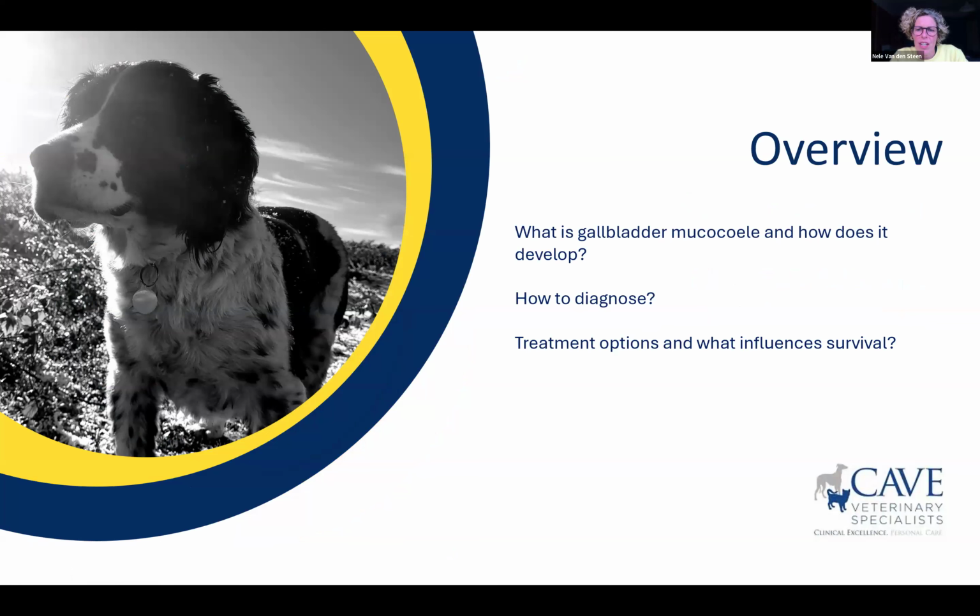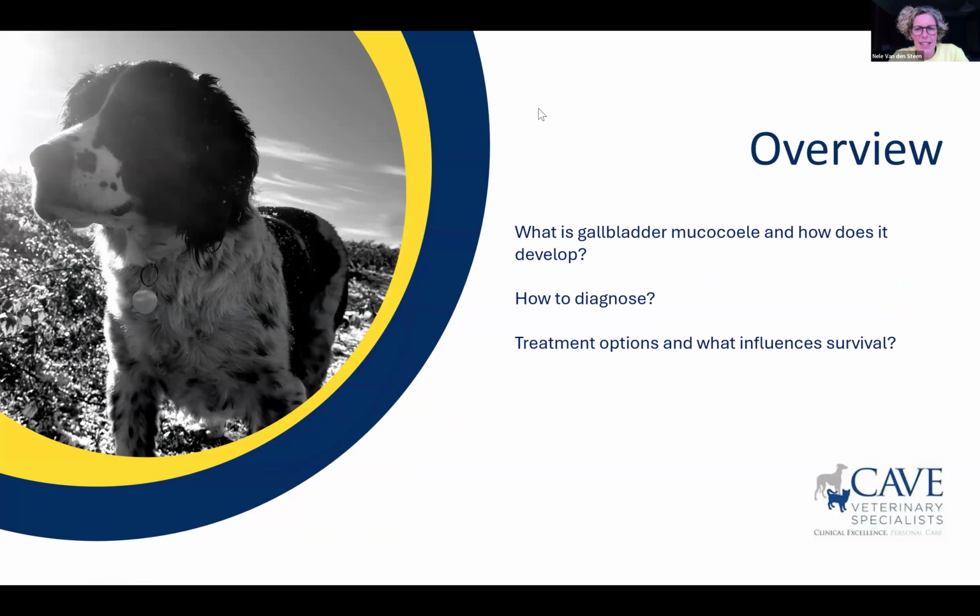So we'll talk initially a little bit more about what the gallbladder is, what a mucocoele is, and how it forms. How do we diagnose? How do they present, and how do we diagnose this and what criteria should we worry about? What are the warning signs? And then we talk about treatment options and what influences survival. A bit of a takeaway, really.